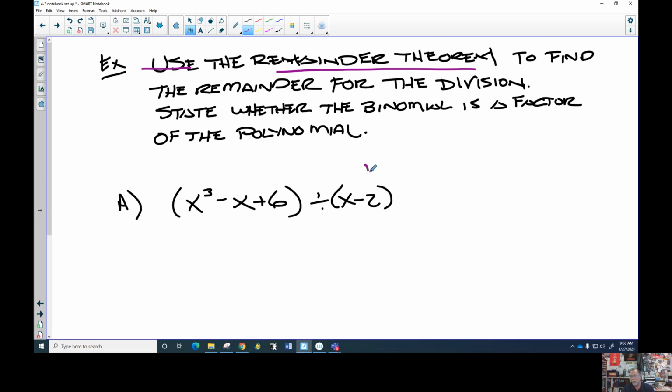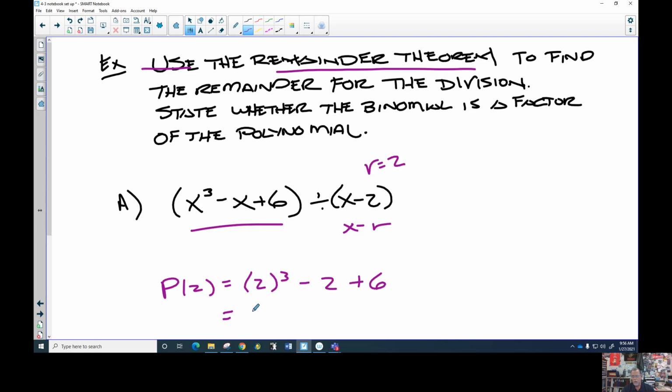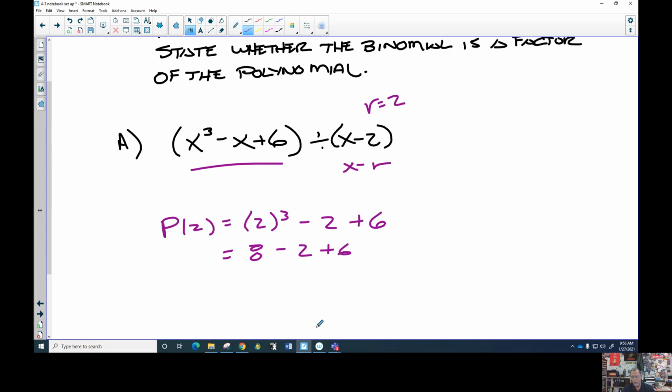This would be r is equal to 2. The root is 2, right? Because x minus r is the standard form for this. So r is 2. Instead of having to divide what would be 2 into this whole thing, we can just plug it in. We can do p of 2 equals 2 cubed minus 2 plus 6, right? Just plugging in 2 because we want to find the function value, this thing's value at 2. So that would be 8 minus 2 plus 6. So that is 12. So that being 12, that is our remainder, right?